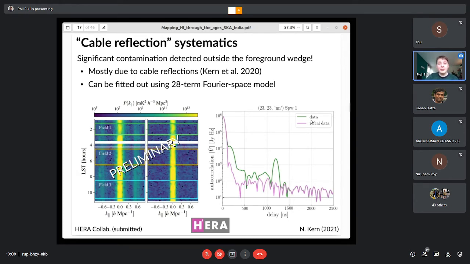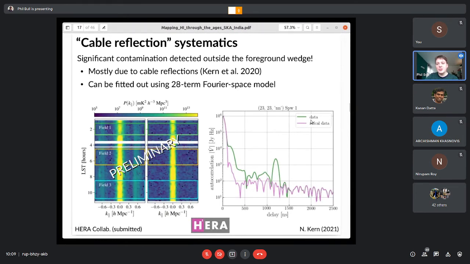So ultimately, we fitted those out using what ends up being a 28-term Fourier series, and you can see they look to have been well subtracted. I can show you another plot on the right-hand side here of the data with this cable reflection in for a particular baseline. So you can see there's lots of other structure as well due to what we think of as mutual couplings and things like that. We try and fit those out, and this is the residual you get.